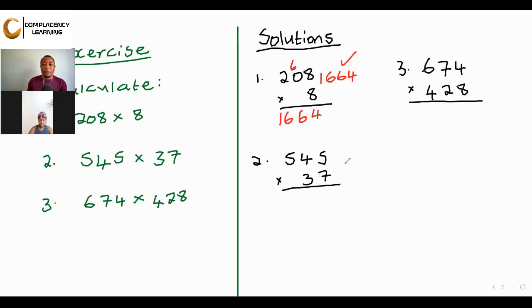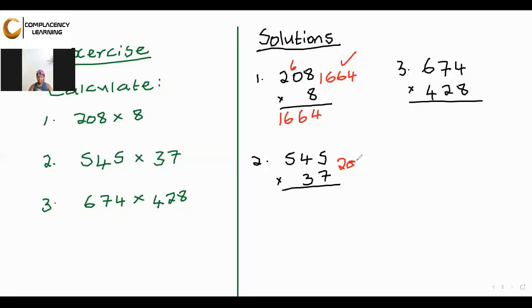And then we go to the next one. What did you get for the next one? 20,165. All right, let's have a look at it. So obviously you're gonna say 5 times 7, which is 35, right? Put the 5 there, and then you're gonna put the 3, and then 4 times 7 is going to give us 28. 28 plus 3 is 31, right? Carry the 3, and then 5 times 7 again is 35, and 35 plus 3, that's going to give us 38, right?